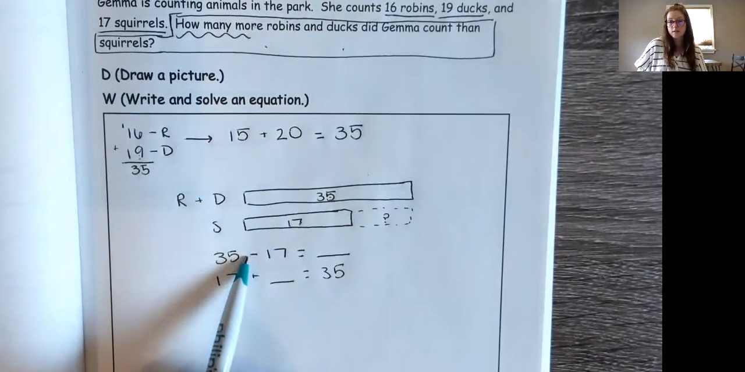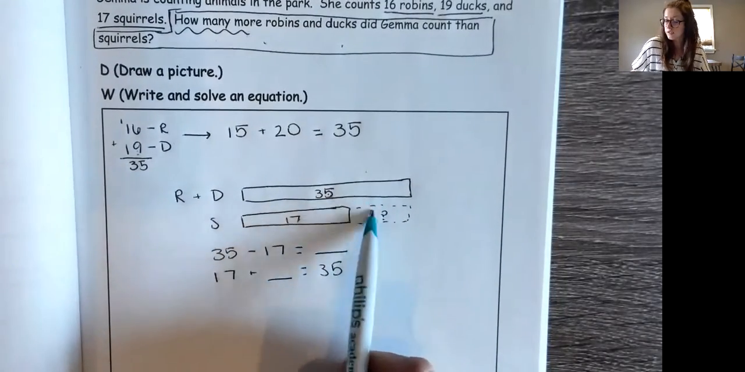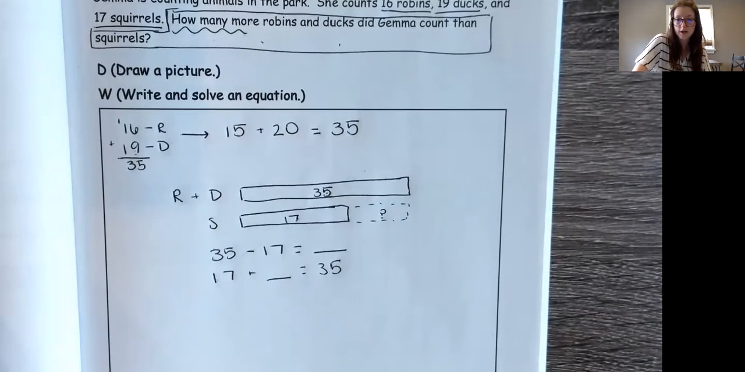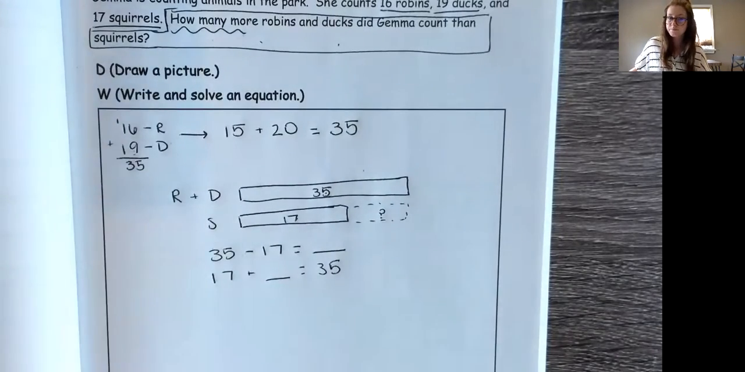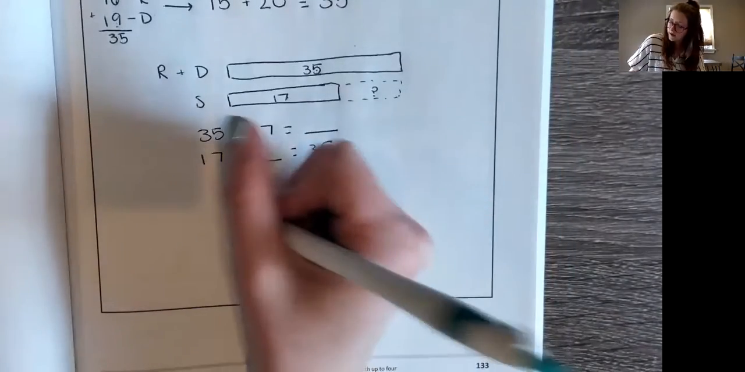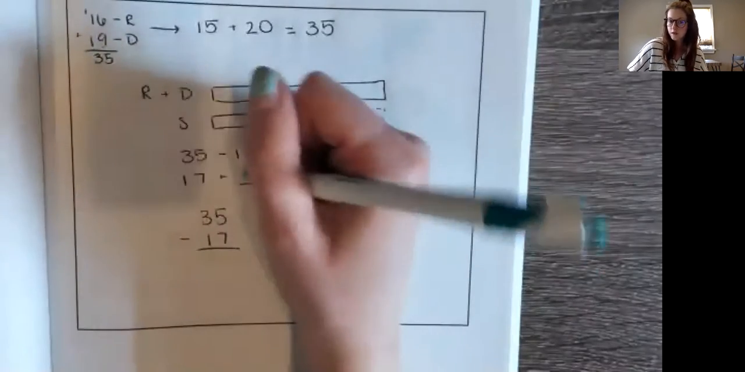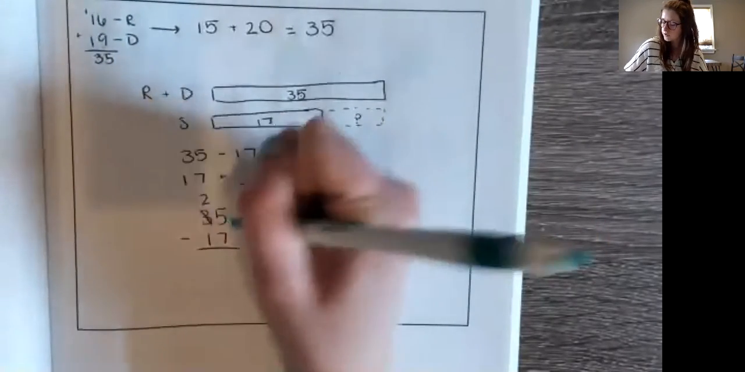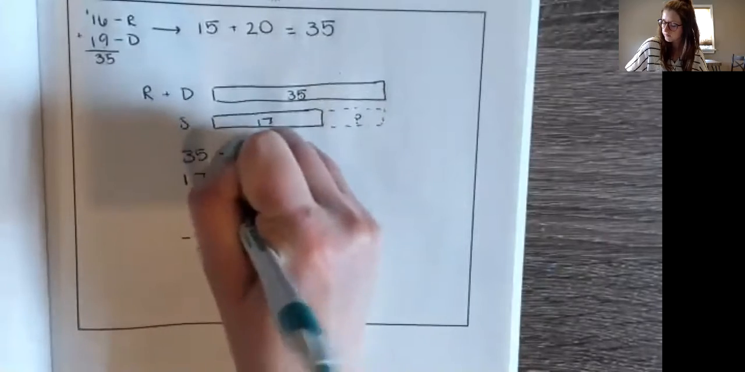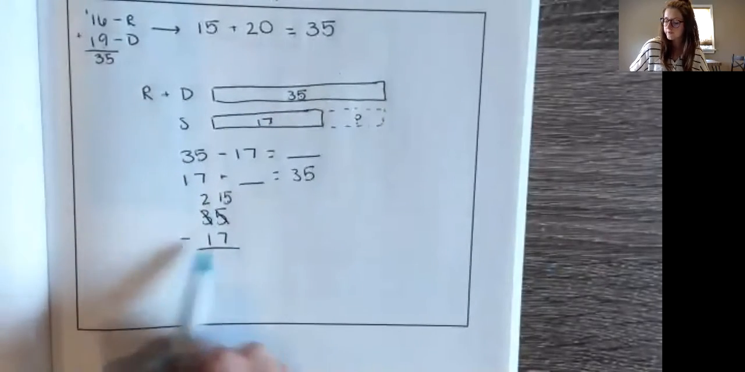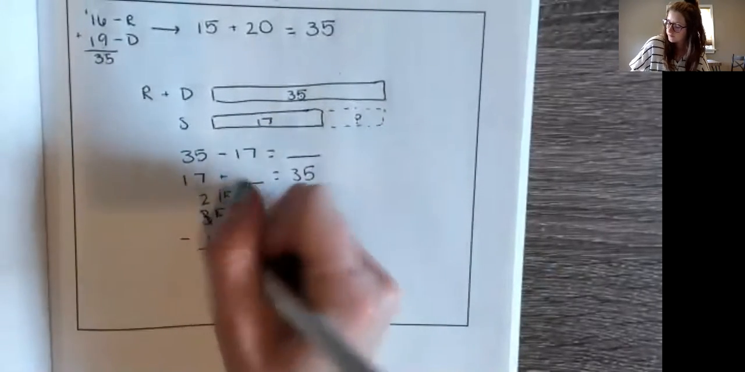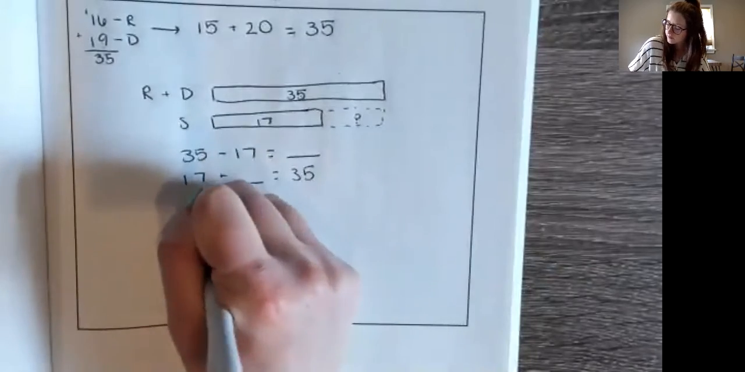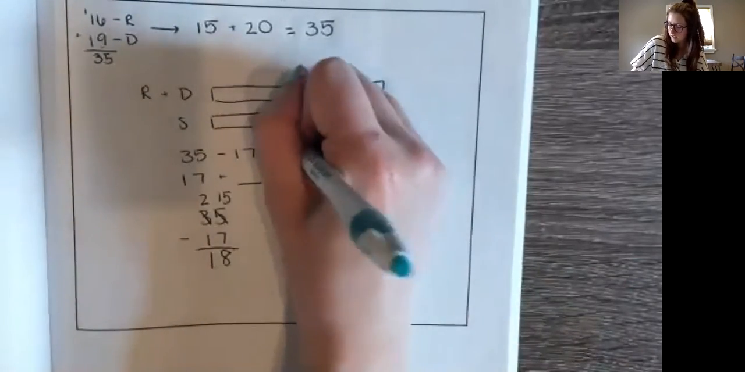Now, this is a lot easier to do because I don't know what this missing number is yet, right? So I'm going to do my subtraction to help me figure out my missing number. If I do 35 minus 17, I can't do 5 minus 7 in the ones place, so I'm going to have to borrow from the tens place. So I'm going to borrow a 10, this becomes 2, this becomes 15, because I'm bringing over a 10. 15 minus 7 gives me 8. 2 tens minus 1 ten gives me 1 ten, so that gives me 18.